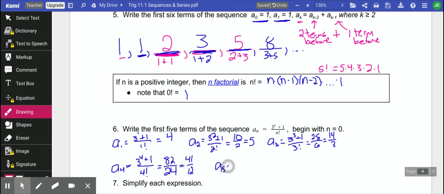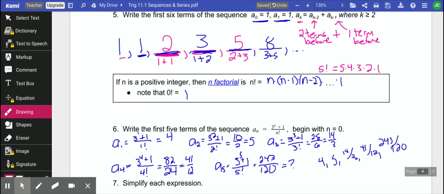And A5, 3 to the fifth plus 1 over 5 factorial. I think that's 243 over 120. I don't know. Does that reduce? I don't know. Okay, so those are the first 5 terms of that sequence: 4, 5, 14 thirds, 41 twelfths, and then whatever this was, if it reduced. I don't know if it does. It does. They're both divisible by 3.